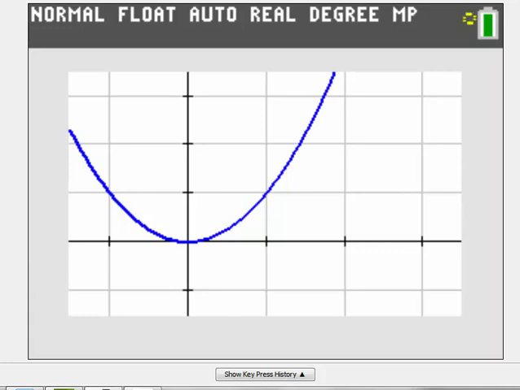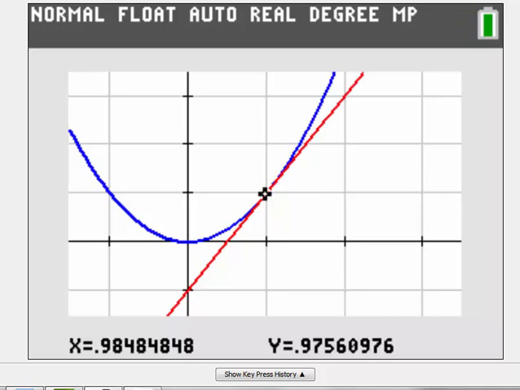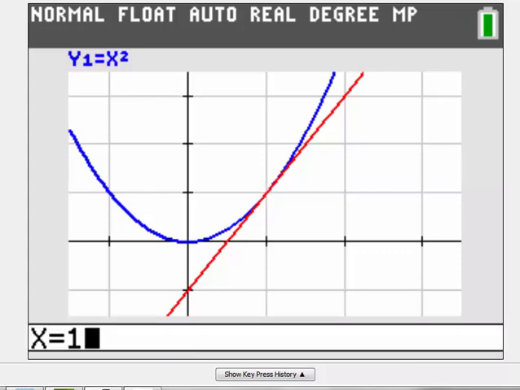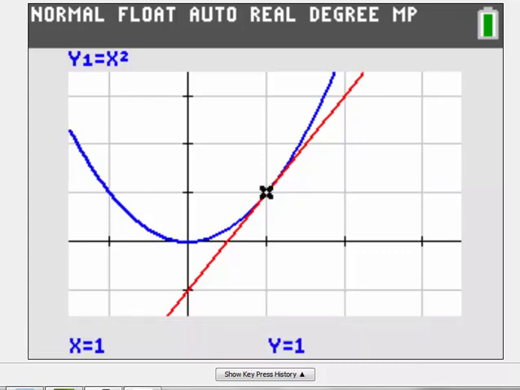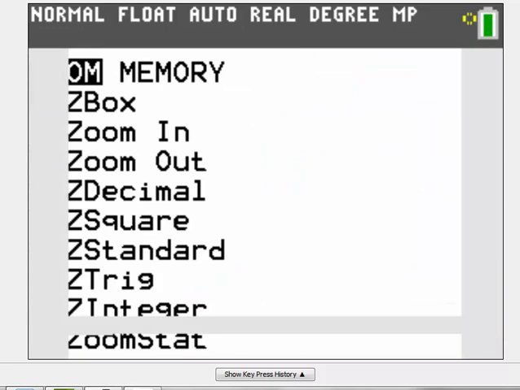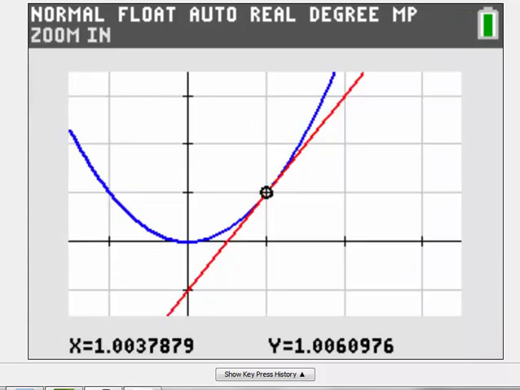And I'm going to keep doing that. Trace. Oh, I can't trace yet. My calculator is slow, I apologize. Trace 1, enter. Zoom 2, enter.